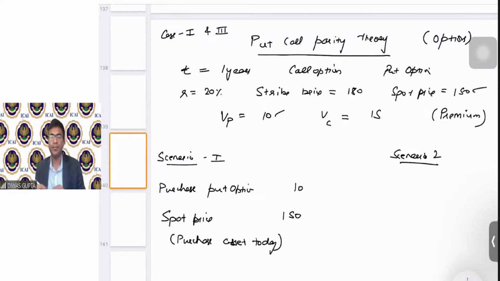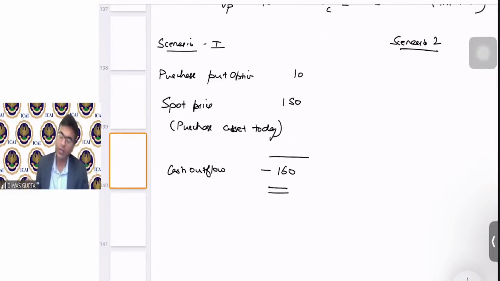150, students. 150. Correct. So the total cash outflow is minus 160. I will have to spend 160 today to build this portfolio. Portfolio of what? One purchase of put option and one purchase of asset today.